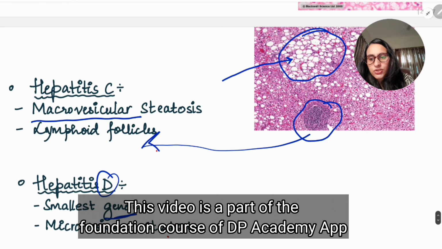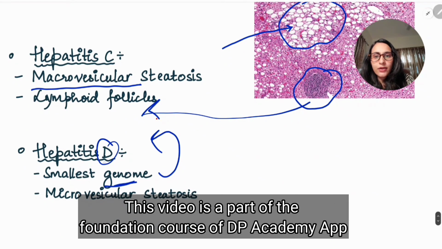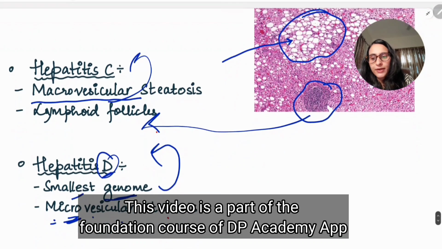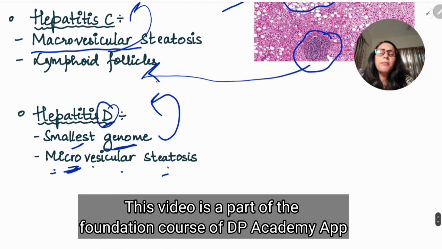Hepatitis D, since I told you it is the smallest genome, relies on hepatitis B. So remember, it relies on hepatitis B, smallest genome. So there are small vesicles, that is microvesicular steatosis. Macrovesicular in hepatitis C, micro in hepatitis D.